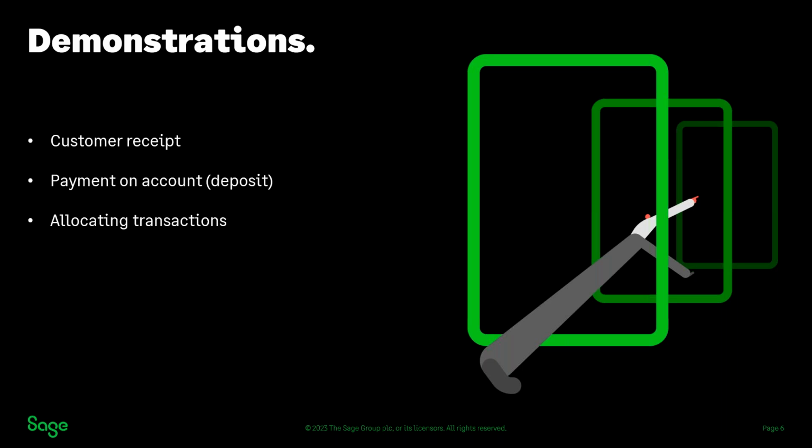Let's get straight into some demonstrations then. I'll share my screen and we'll run through those 3 key areas: the customer receipt, posting a payment on account, and also the allocation process as well.